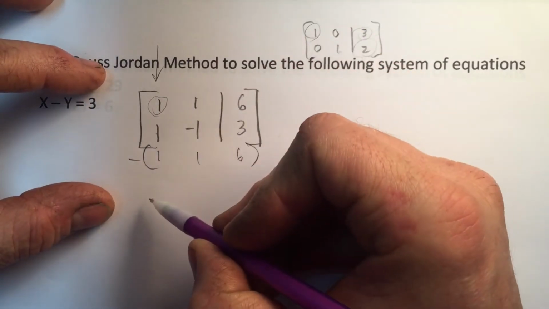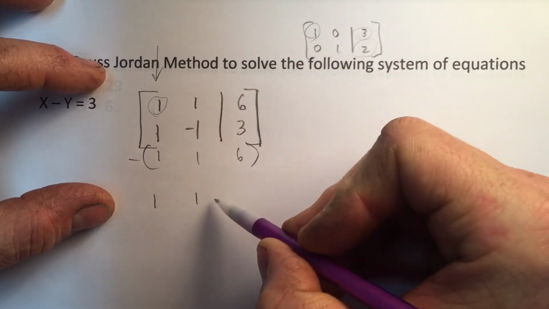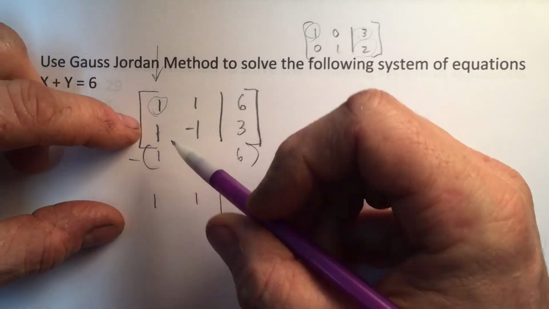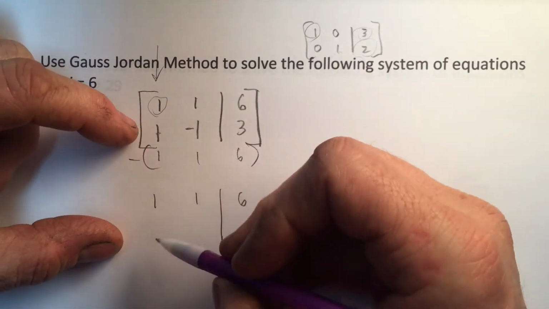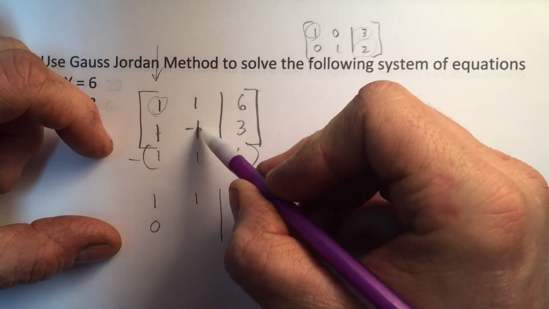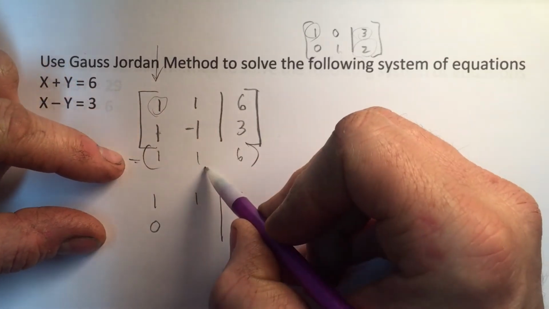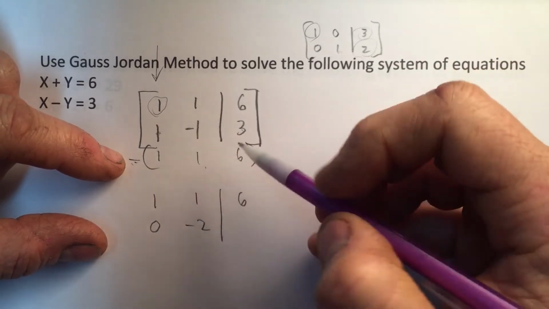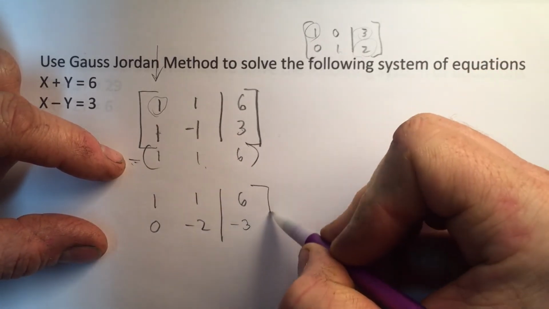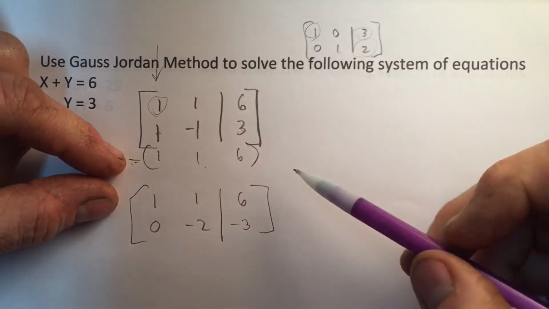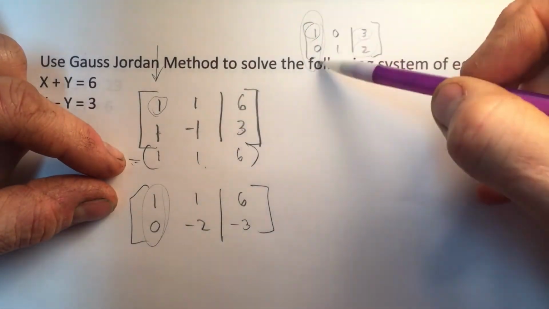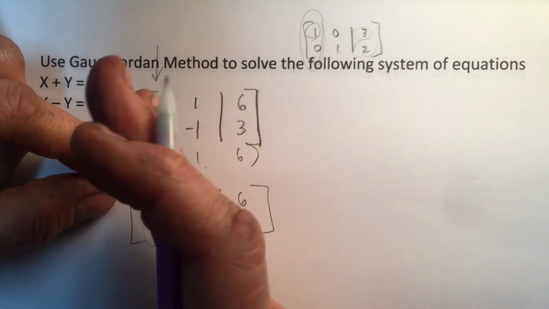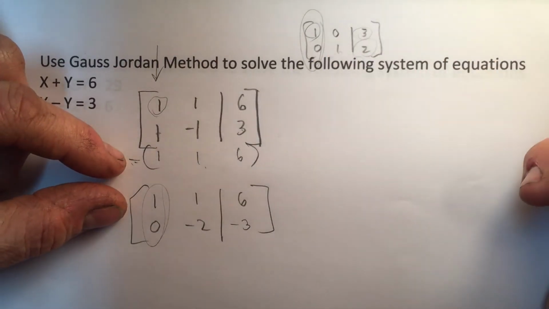Okay, so this row is going to stay the same. But now I'm going to subtract this one from that one, which means 1 minus 1 would be 0. -1 minus 1 would be -2. And then 3 minus 6 would be -3. All right, so here's where I'm at the first step, and I've got my column like I want it. So now I can shift over to the next column.